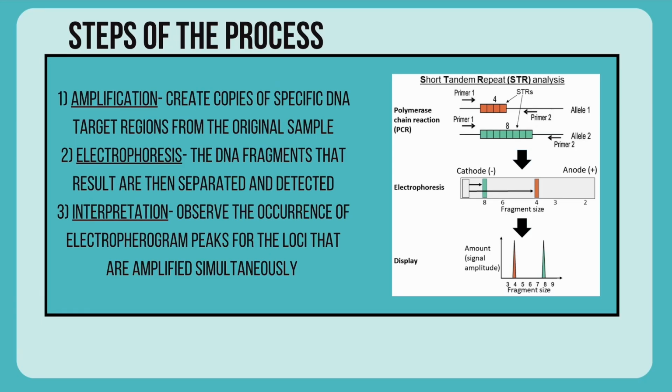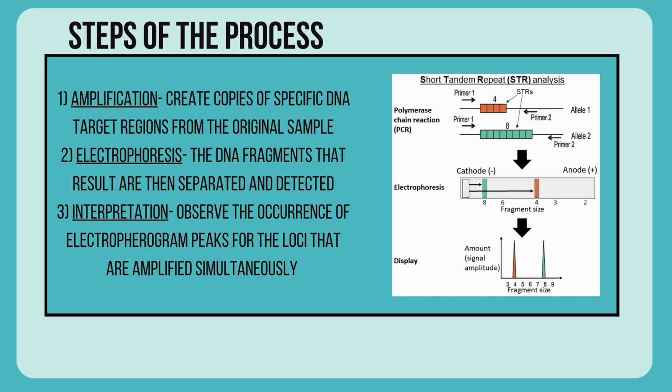The steps of the process for STRs: first, you have amplification, which is creating copies of specific DNA target regions from the original sample. The second step is electrophoresis, in which the DNA fragments that result from the amplification are separated and detected. And the third step is interpretation, in which you observe the occurrence of electropherogram peaks for the loci that are amplified.